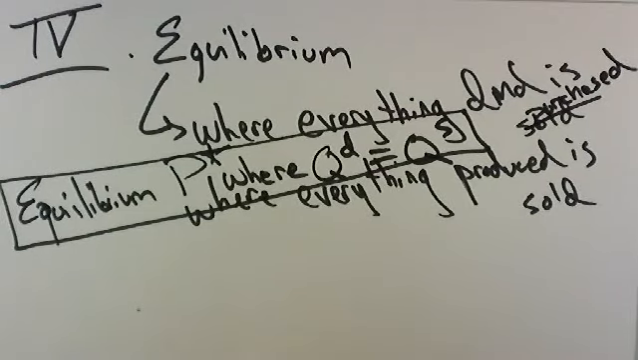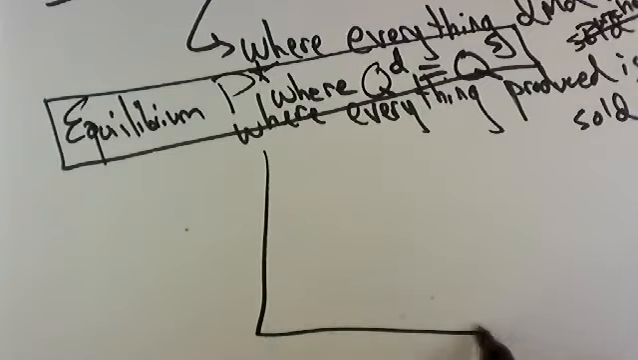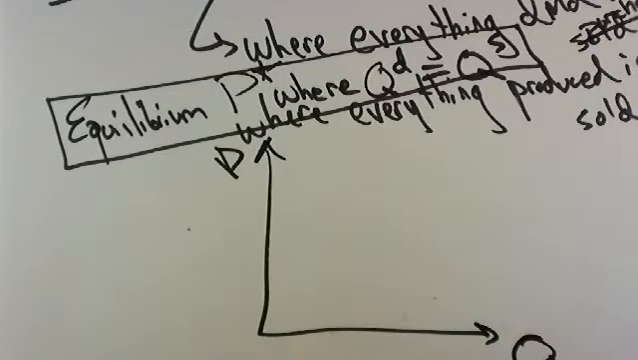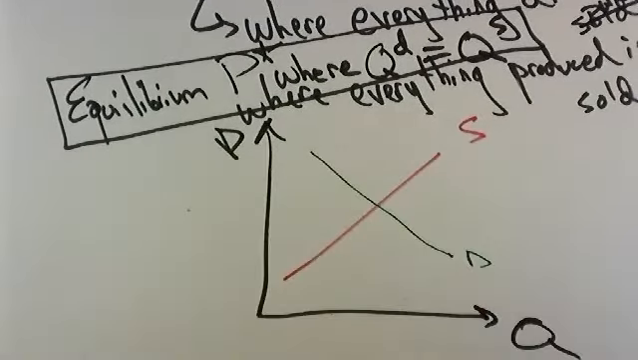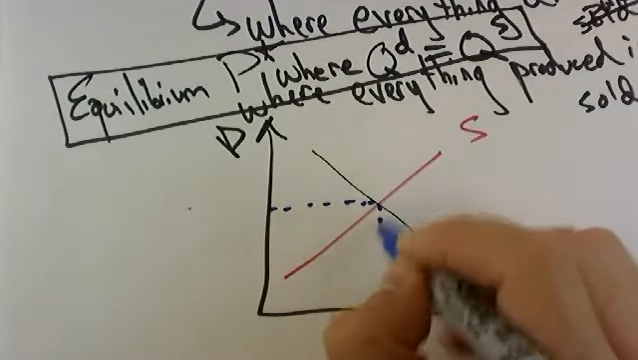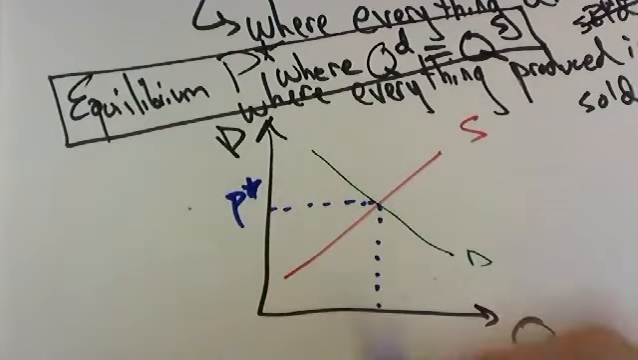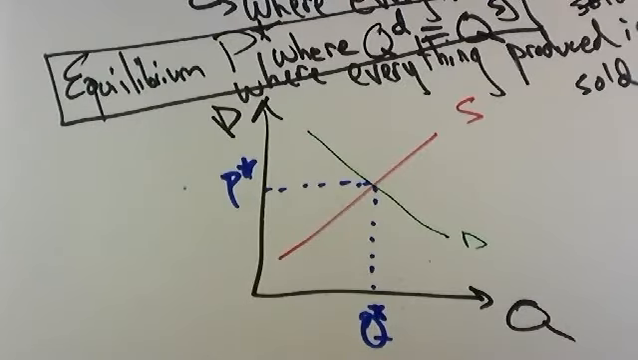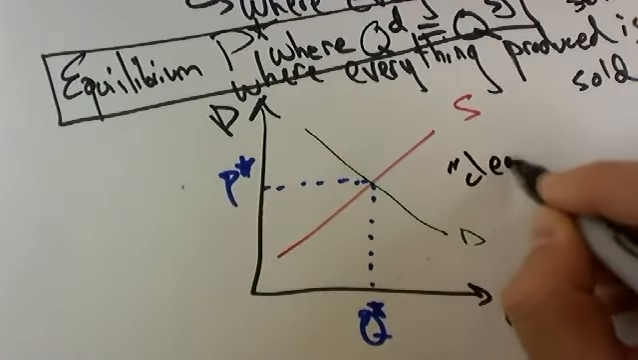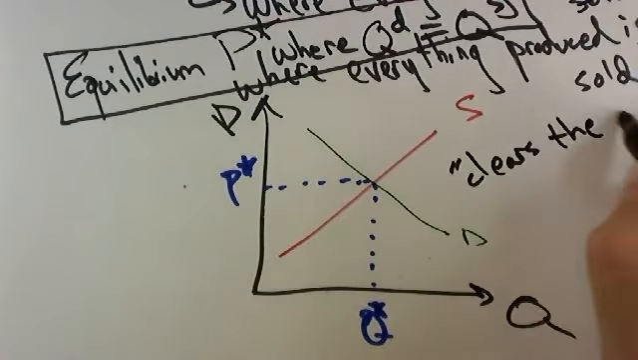So graphically, what does this look like? It looks like this. Price, quantity, downward sloping demand curve, upward sloping supply curve, where they meet, X marks the spot. This is the P star and the Q star. How do I know that that's the price and the quantity that clears the market, Chris? That clears the market.